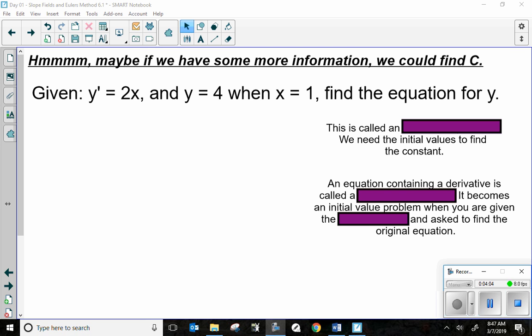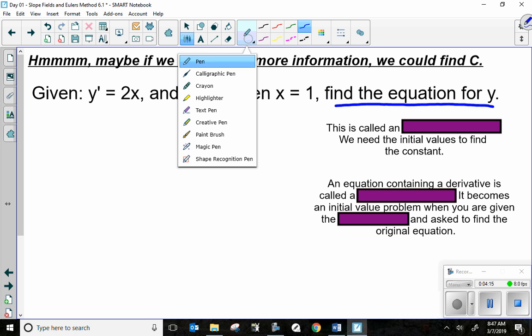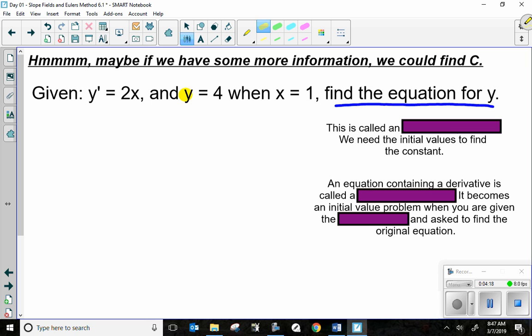They say, okay, y prime, or my derivative, is 2x. And they want us to ultimately find the equation for y, which means I need to integrate to find my original equation. But they give us this new information right here: y was 4 and x is 1. So given y prime equals 2x and y equals 4 when x equals 1, this is referring to our original equation, y.